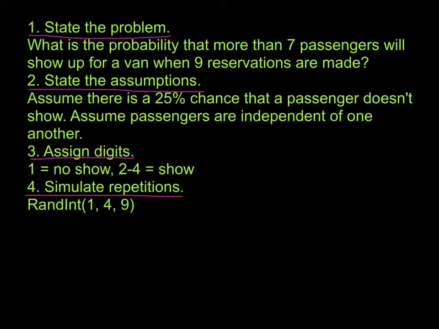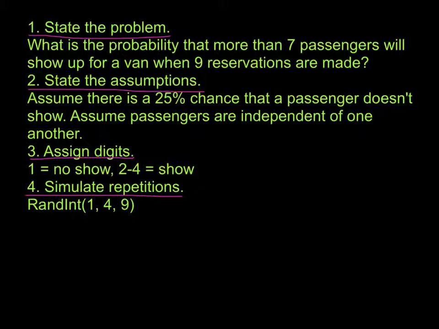So the van can hold 7 passengers. They know that there is a chance that a passenger won't show, and so they're going to make 9 reservations and hope they're not overbooked. We want to know what the probability is that they're going to be in trouble, that they're going to have more than the 7 passengers that the van can actually hold.